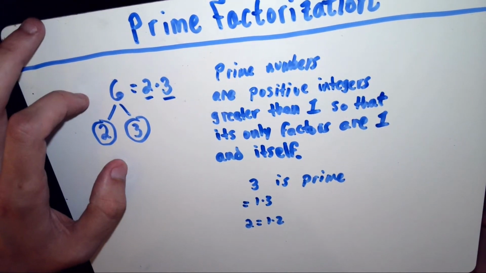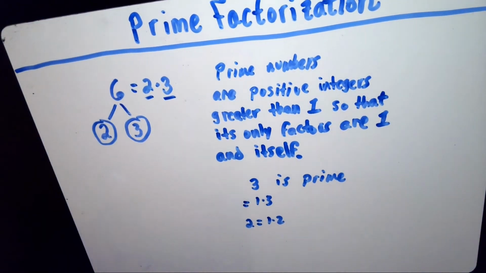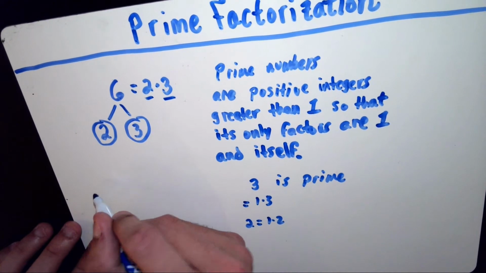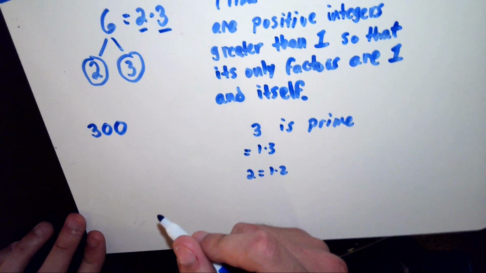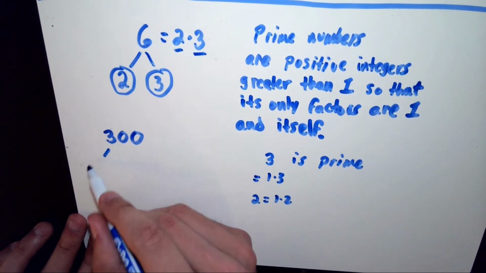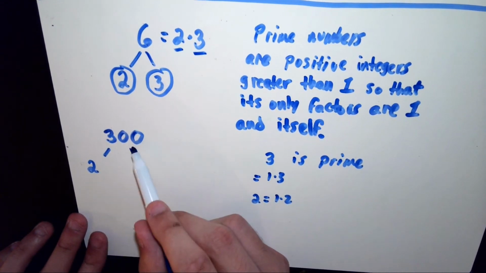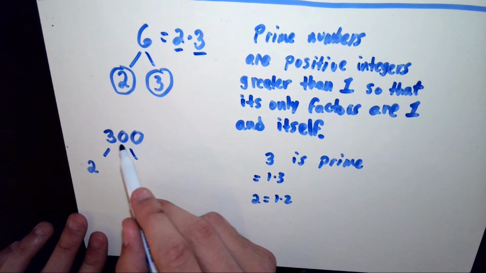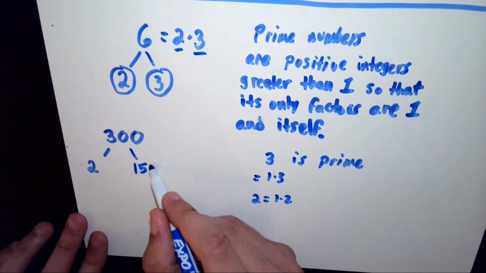Why don't we do a bigger number that has lots more factors, and we'll see how that process works. So let's take the number 300. So much bigger this time. So we'll take 2 out of it just like before, right? 300 is even, so we can write 2 times, and we have to think how many times does 2 go into 300? Well, 2 goes into 30 15 times, so it goes into 300 150 times.